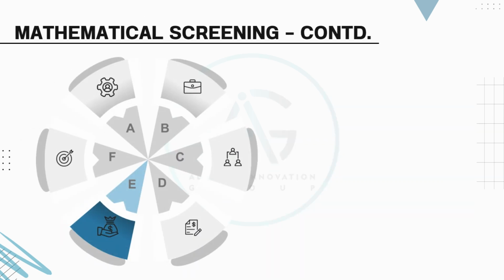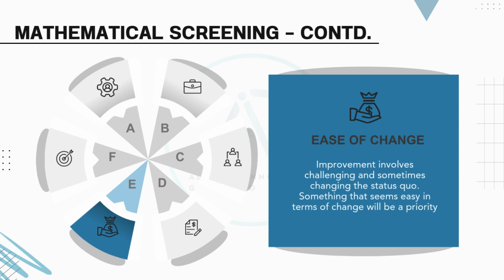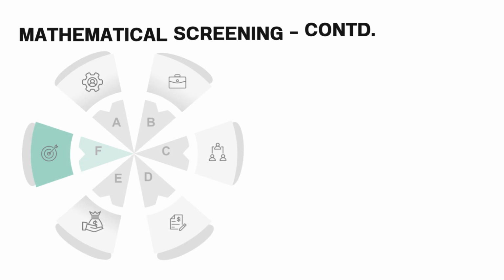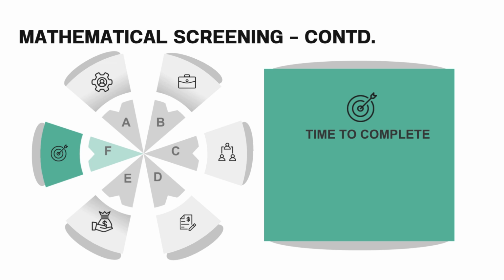Mathematical screening, continued. Ease of change. Improvement involves challenging and sometimes changing the status quo. Something that seems easy in terms of change will be a priority. Mathematical screening, continued. Time to complete. Project timelines are critical decision criteria to be considered when prioritizing projects.